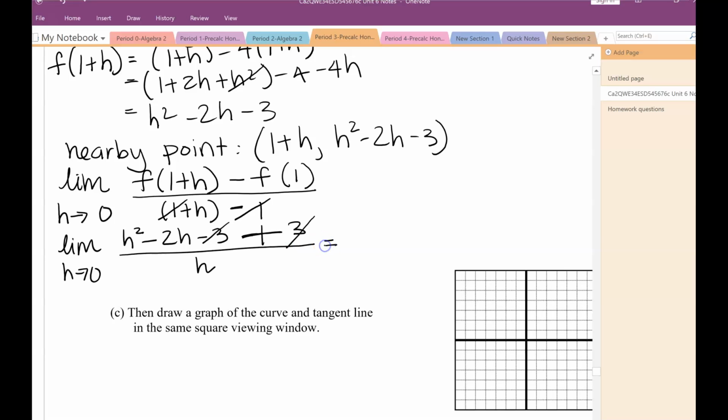So what can we do next? Factor out the h. You have h minus what left? 2 all over h. Can I cancel that h? Yes. So now can I substitute in my 0? Correct. So what is the slope?